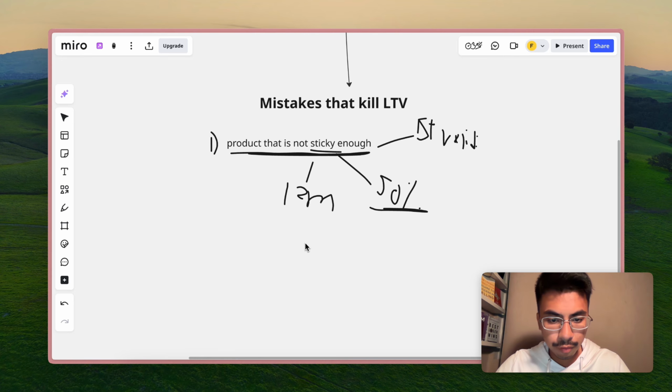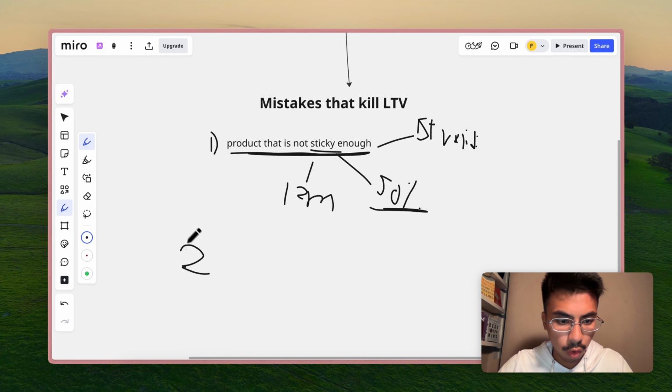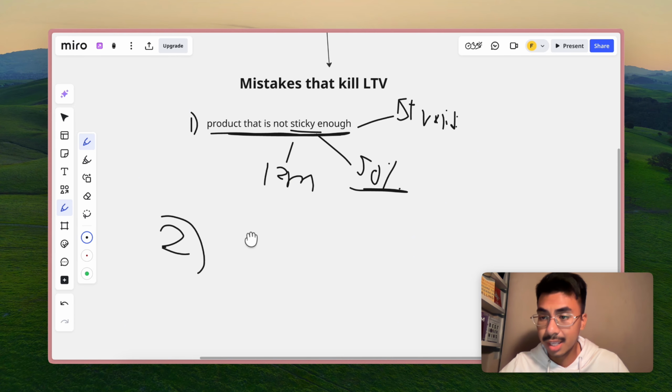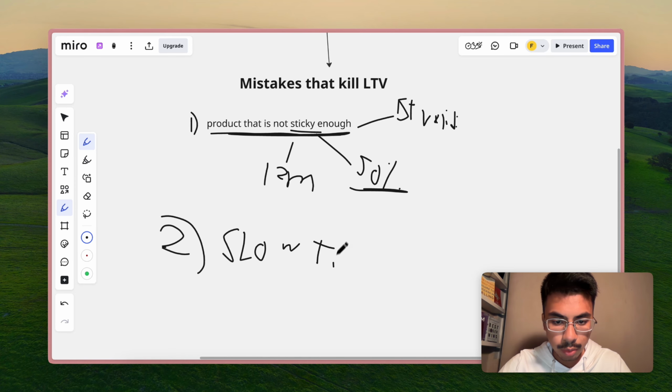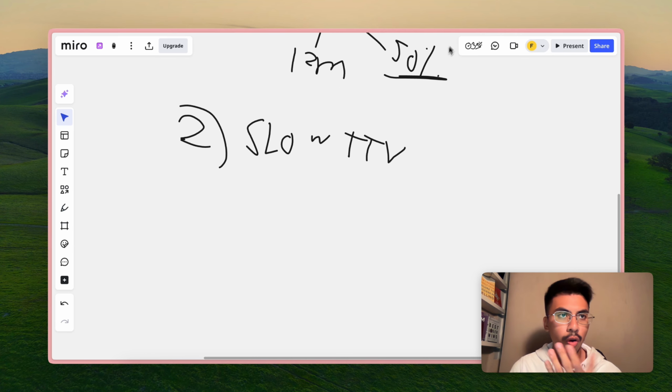So we move on to the next mistake that kills lifetime value, and that is having slow time to value. Notice how we're talking about lifetime value, we're talking about time to value. The keyword is value. And so, of course, I'm speaking from the perspective of a software user, and I want you to think about that. A user doesn't upgrade or convert into an annual user because we haven't seen the value fast enough, which means your time to value is slow.